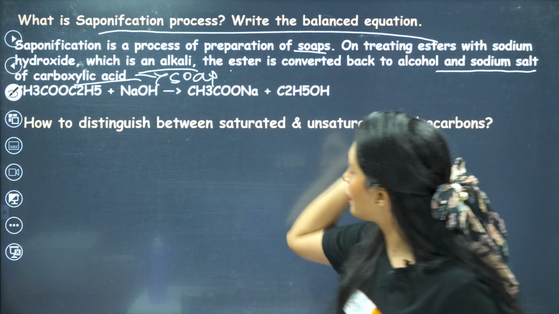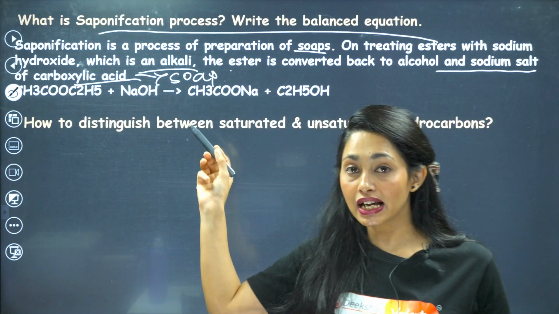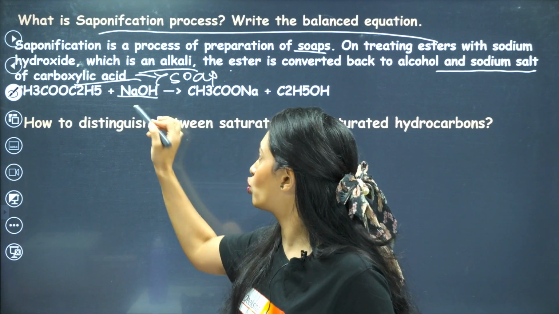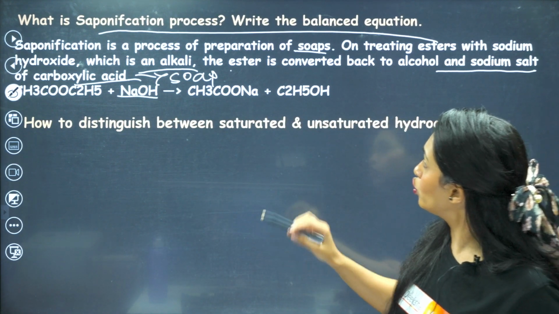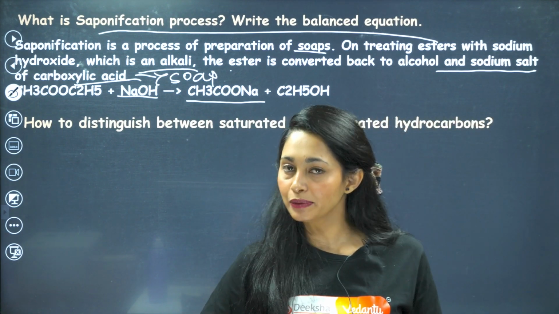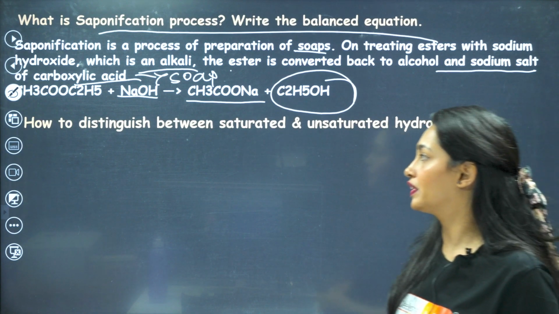Okay, this is nothing but saponification. CH3COOC2H5. What is that? Ester. Ethyl ethanoate is reacting with sodium hydroxide to form what? CH3COONa, the sodium salt of carboxylic acid, and C2H5OH. This is nothing but saponification.